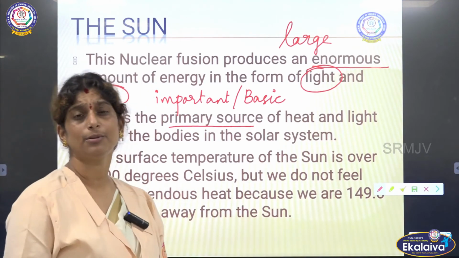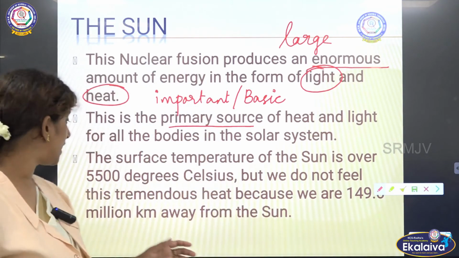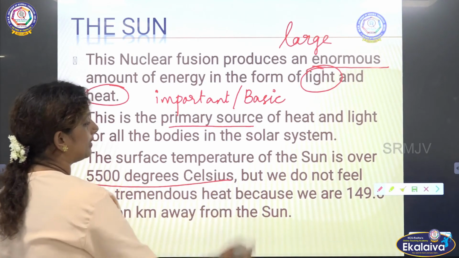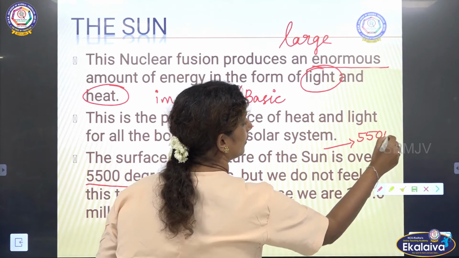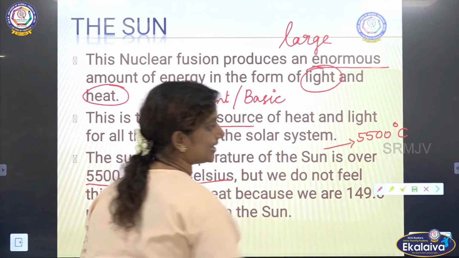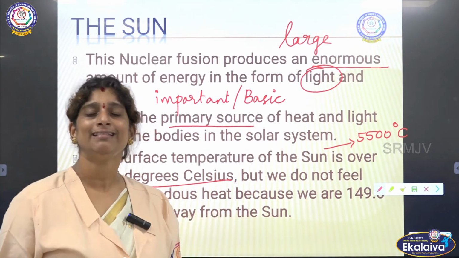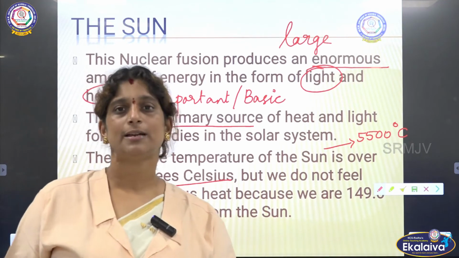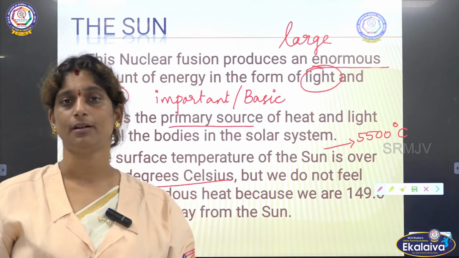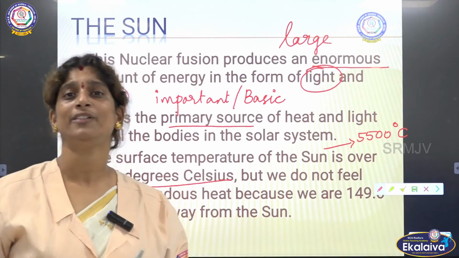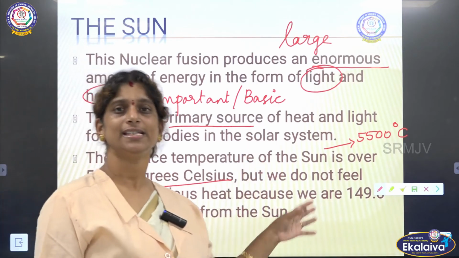And the most important thing about the sun is the heat on its surface. The temperature of the sun is 5500 degrees Celsius, right? And we are not feeling that heat. Our temperature usually varies from 30 to 40 degrees at maximum in the summer. So, we feel only 30 to 40, but the temperature of the sun is 5500 degrees Celsius.